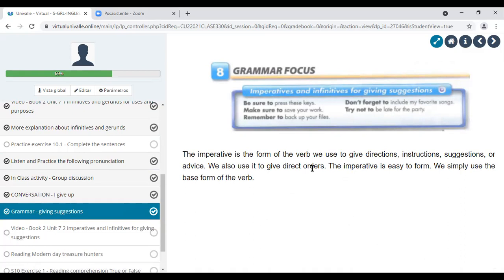The imperative is the form of the verb we use to give directions, instructions, suggestions, or advice. We also use it to give direct orders. The imperative is easy to form. We simply use the base form of the verb.